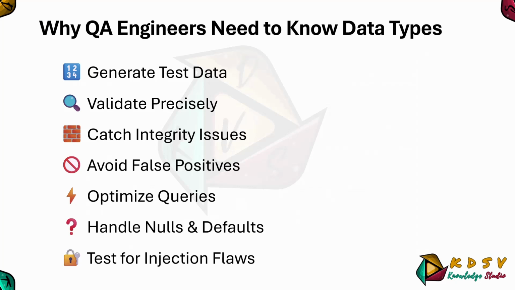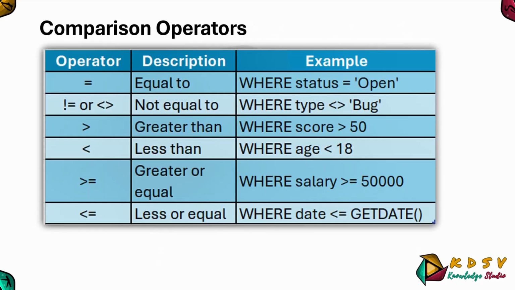And test for injection flaws. Testing SQL injection scenarios requires awareness of which type of fields can be susceptible. QA can design injection payloads that respect or exploit the type boundaries. These are some of the important points on why QA engineers need to know the data types. Let's move on to the next section.